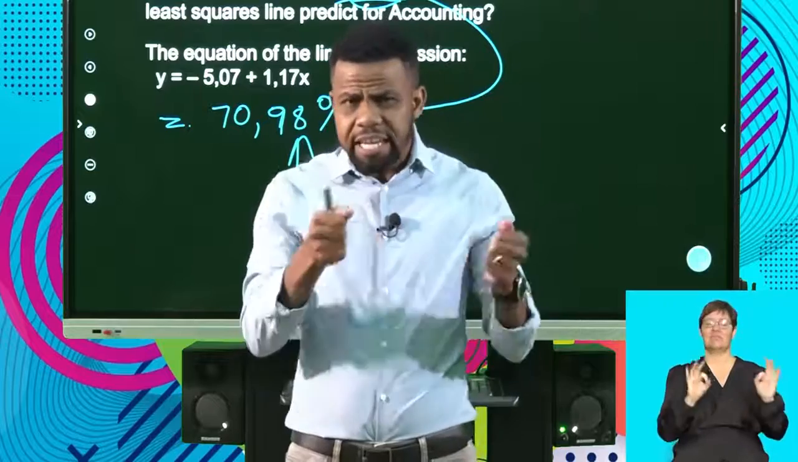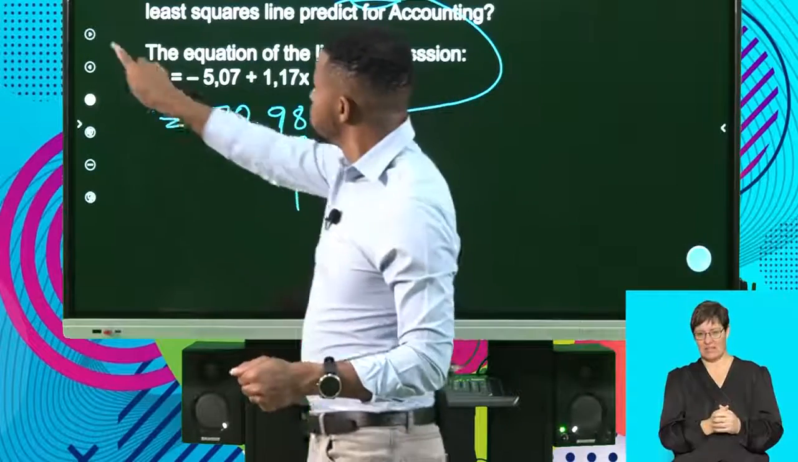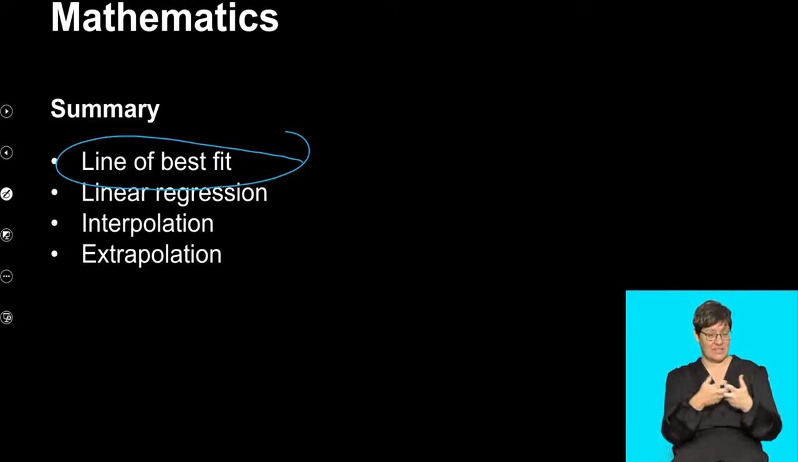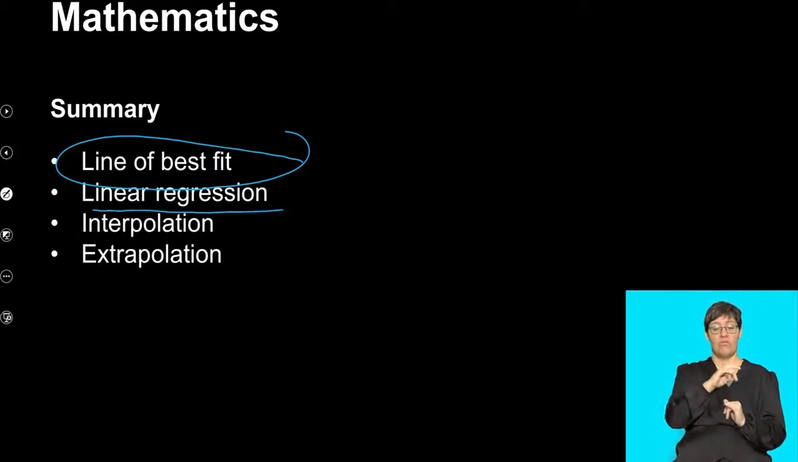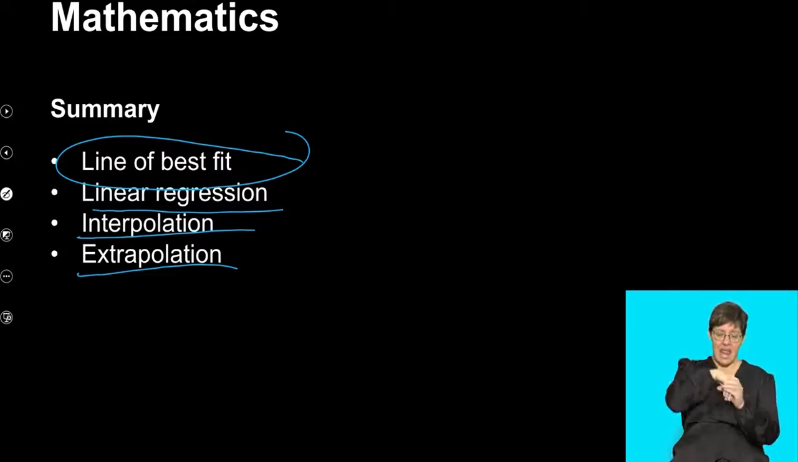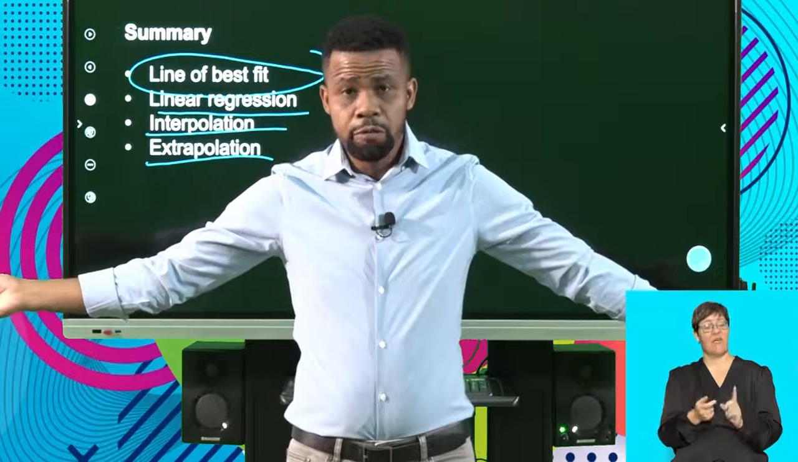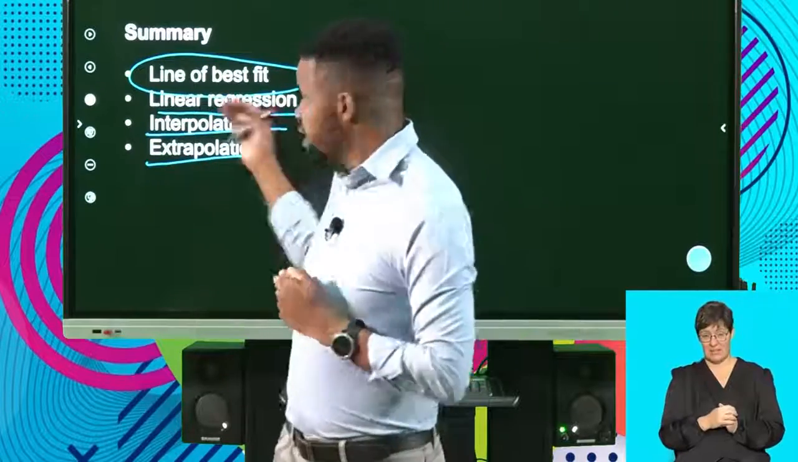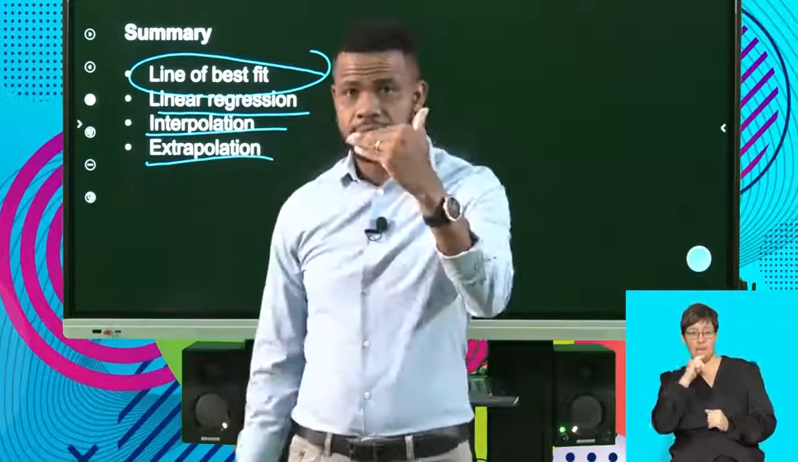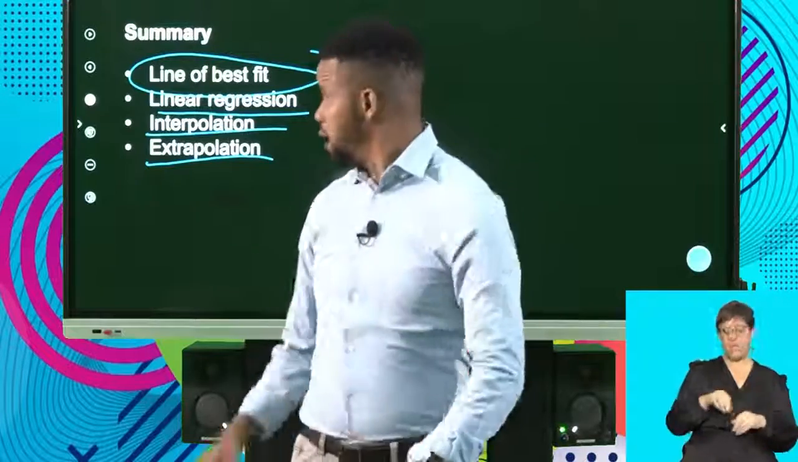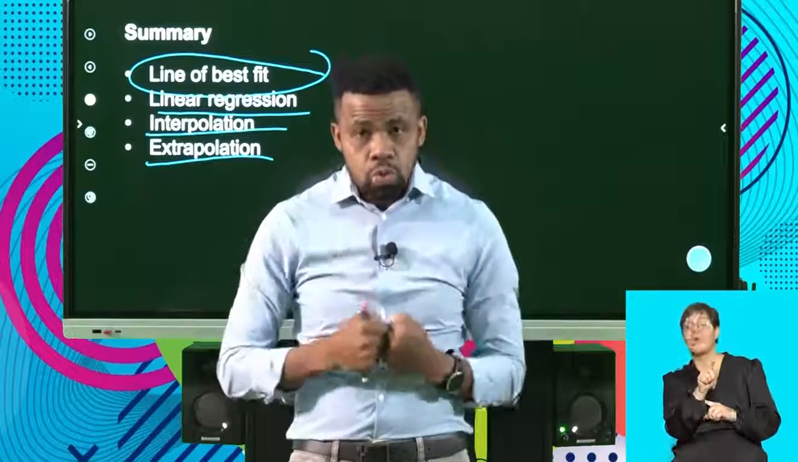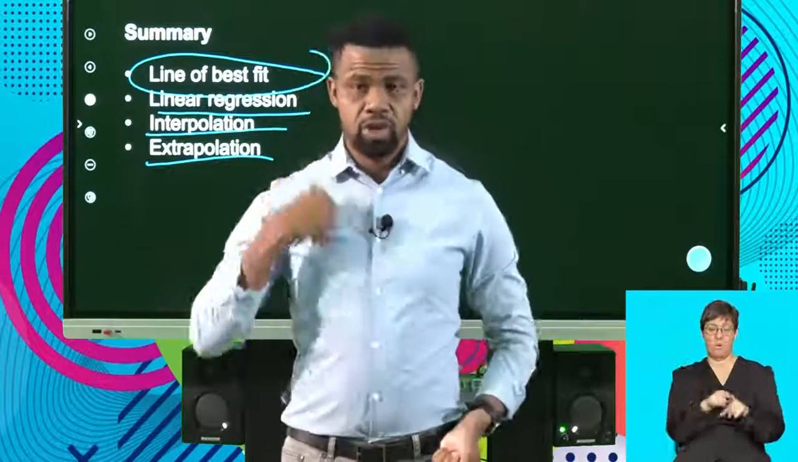Okay, guys, fantastic. Hope this makes sense. So what we looked at, our summary: we looked at the line of best fit, we looked at regression, and we looked at interpolating and extrapolating. The line of best fit we draw from the scatter plot, but remember it must pass through the mean. For the linear regression, I use my calculator to calculate the A value and the B value. And be careful when you forecast or predict, use interpolation and extrapolation.